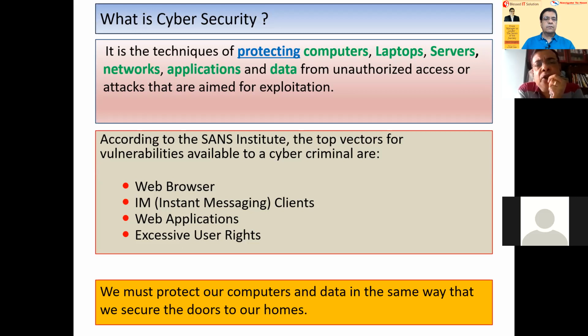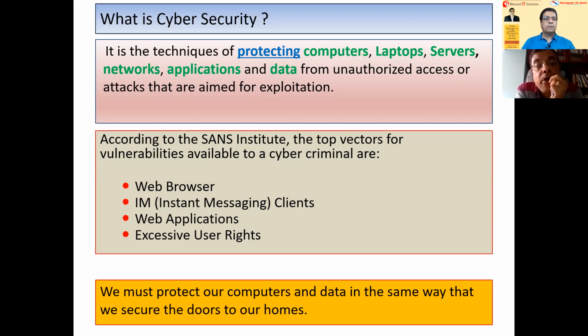According to the Science Institute, the vectors for vulnerability are, vulnerability means the gaps through which the attack can happen. For example, in our house, we all have a main door, which normally in the late evening or before night we put lock and key. Why? Because if it is open, that is a vulnerability. And from that vulnerability, a thief may enter your house. So vulnerability is the possibility of getting hacked.